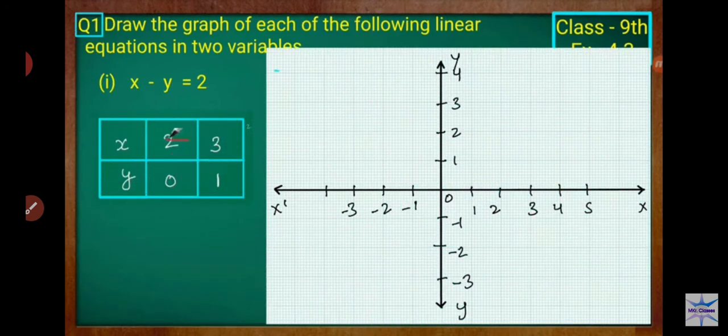Okay, where is (2, 0)? y = 0 and x = 2, so it becomes here. Okay, and where is (3, 1)? The value of x is 3 and the value of y is 1. So here is (3, 1). Understand?